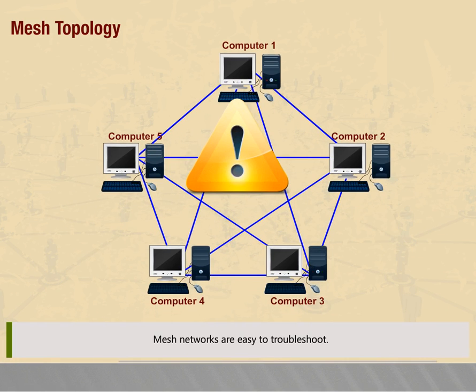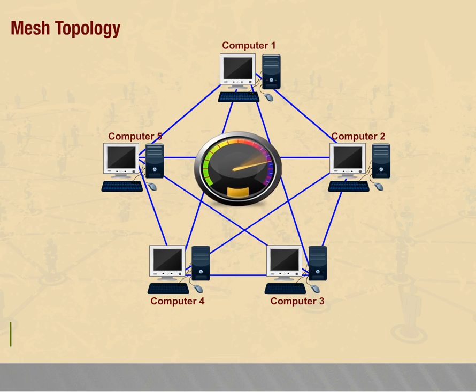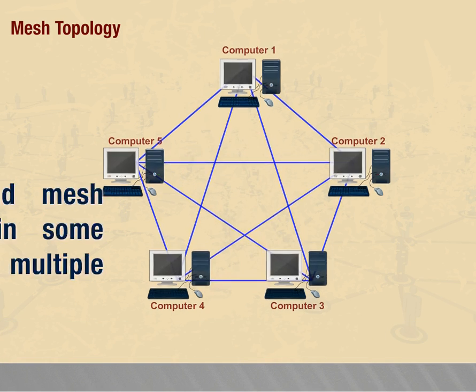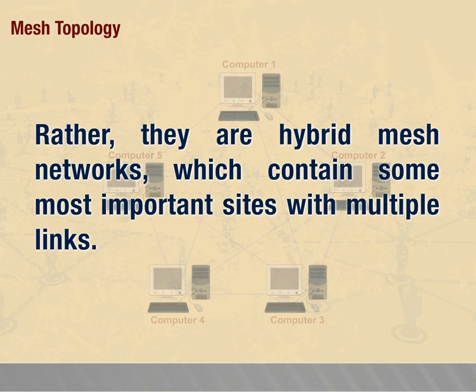Mesh networks are easy to troubleshoot. Much of the bandwidth available in mesh configuration is wasted. Rather, they are hybrid mesh networks which contain some most important sites with multiple links.